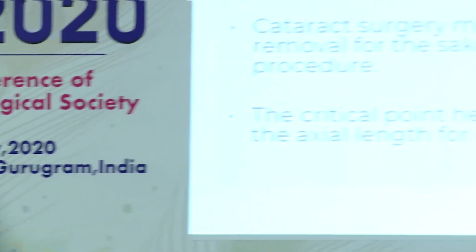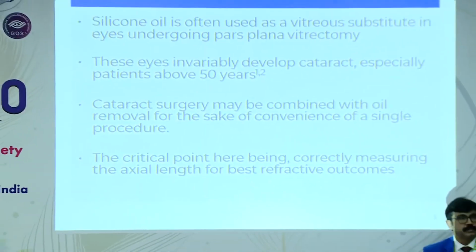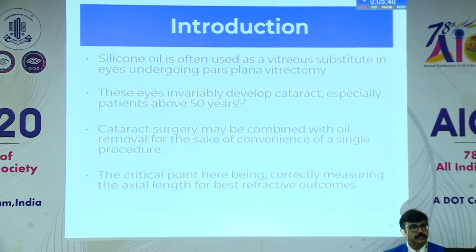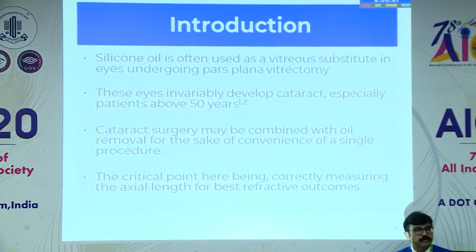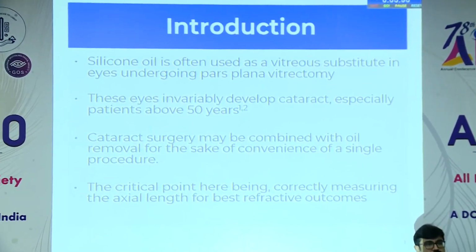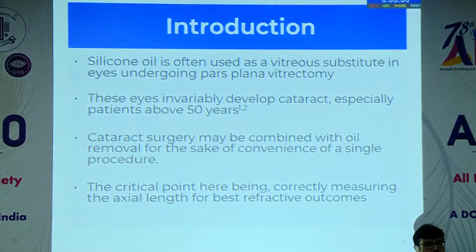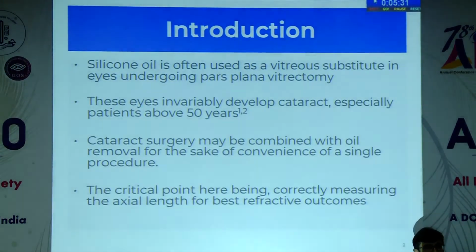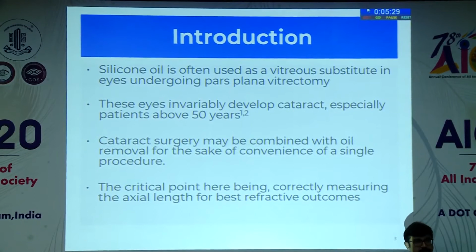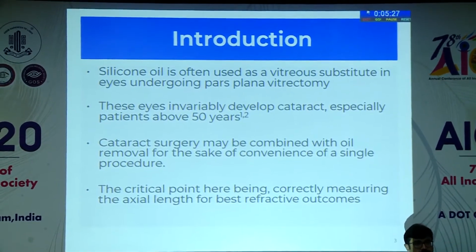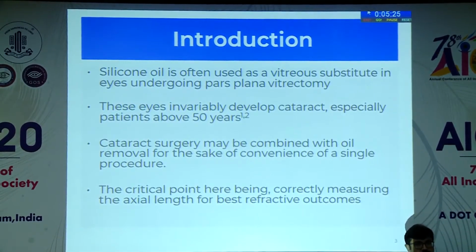So silicone oil is very often used as a vitreous substitute in eyes undergoing pars plana vitrectomy. These eyes invariably develop cataract, especially patients above 50 years of age. Cataract surgery may be combined with oil removal for the sake of convenience of a single procedure. The critical point here being correctly measuring axial length for best refractive outcomes.